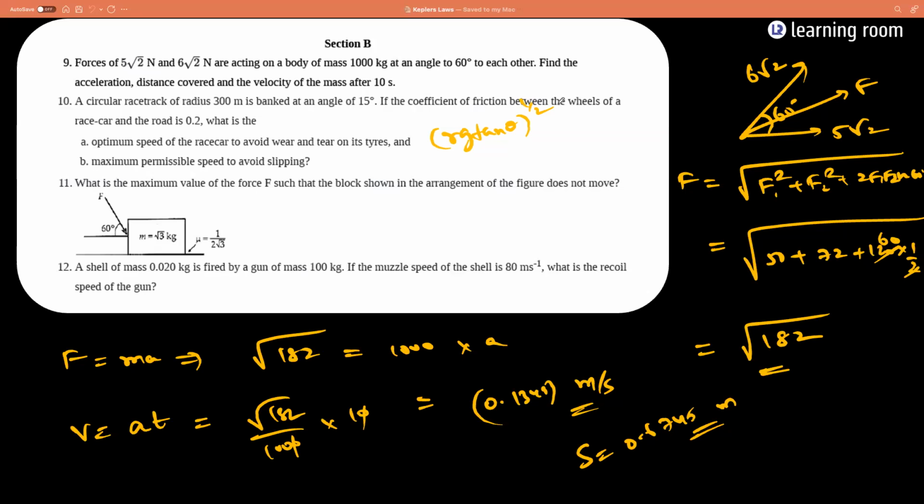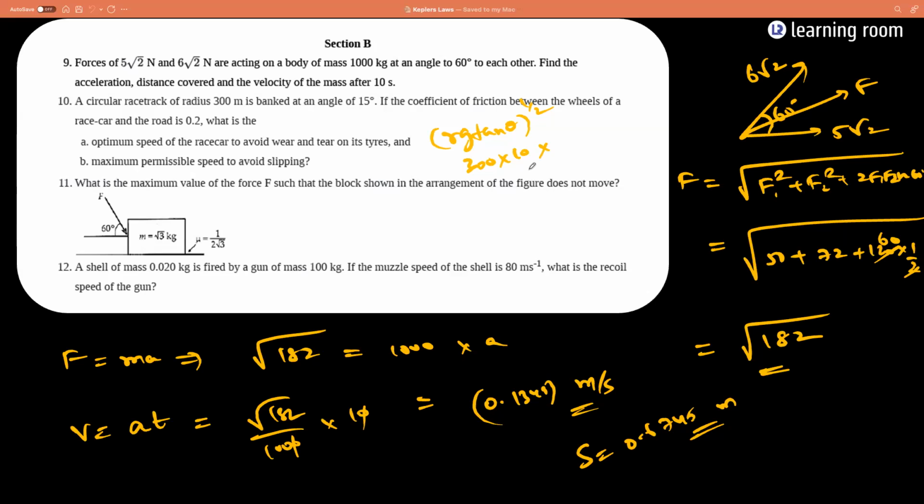So R is how much? 300, and g you can take as 10. See, if this question had been an MCQ, don't take it as 10, because your options will vary. Since it's subjective, you can take it as 10 here. What is the value of tan 15?